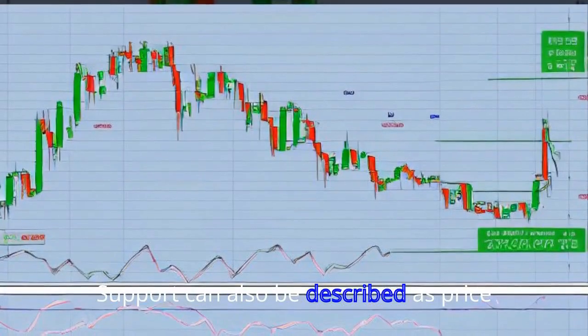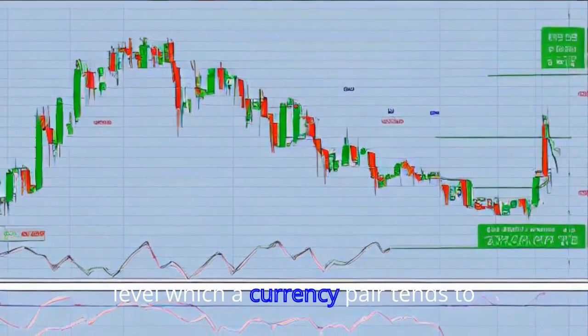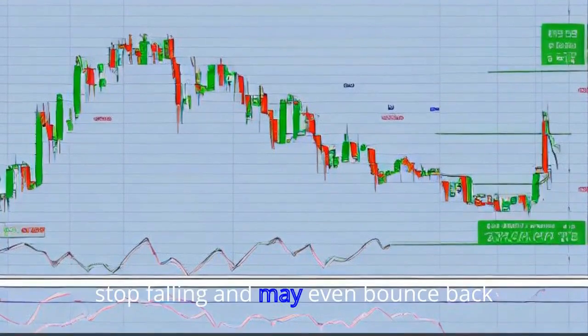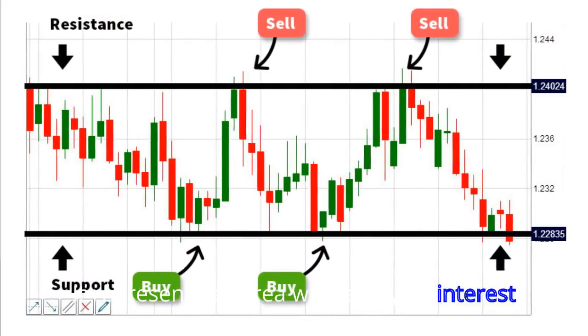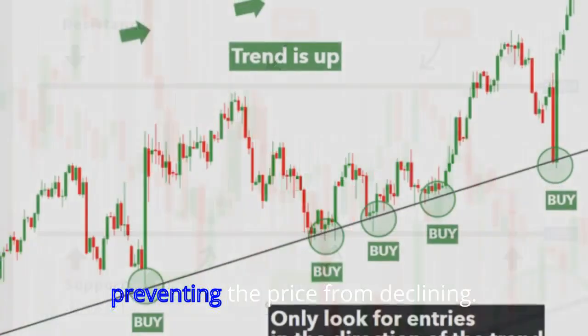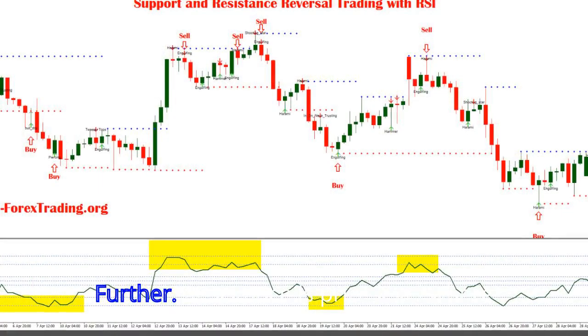Support can also be described as a price level at which a currency pair tends to stop falling and may even bounce back upward. It represents an area where buying interest is significantly strong, preventing the price from declining further.